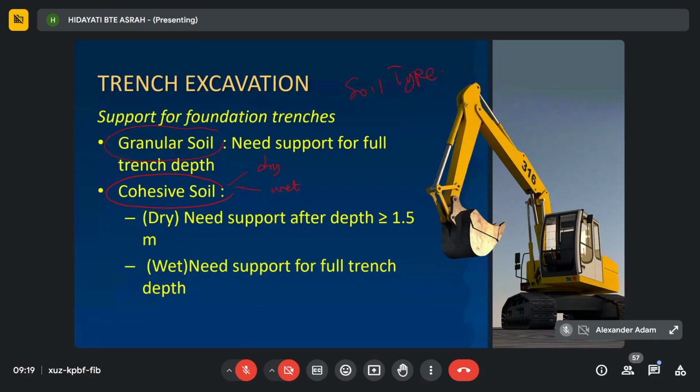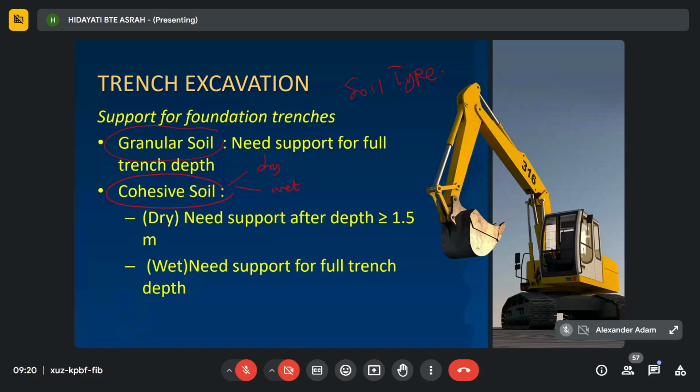Usually if it is dry and cohesive, the possibility of the soil to collapse or slide is less. So usually, less than 1.5 meter, no need to provide support. But if it is equal to or more than 1.5 meter, then you need to provide support even though it is under dry condition.